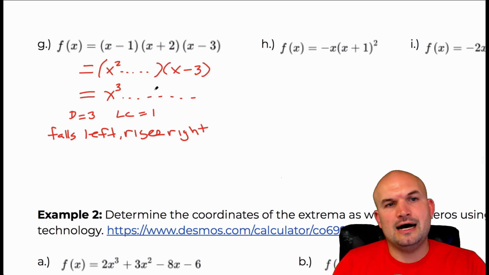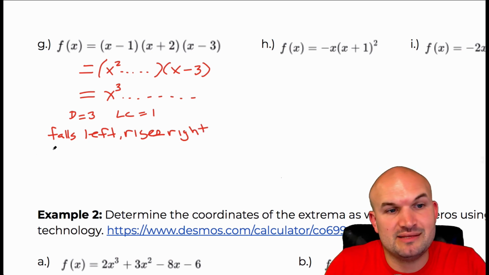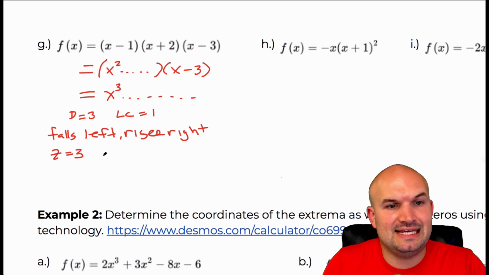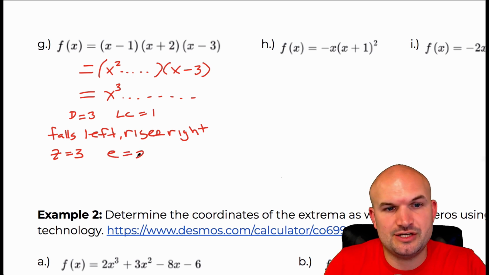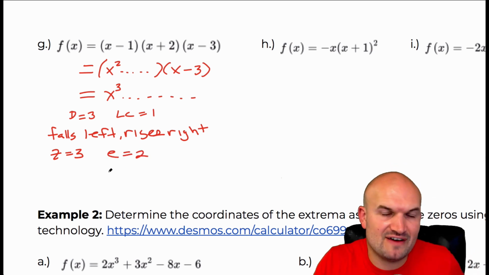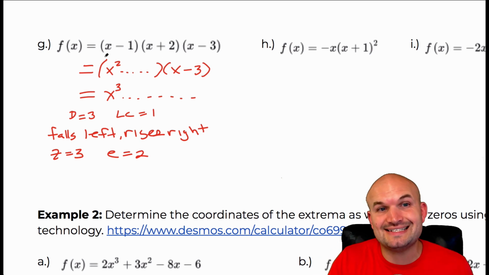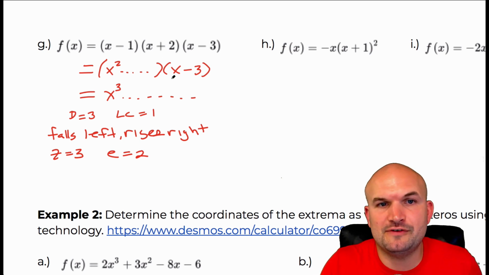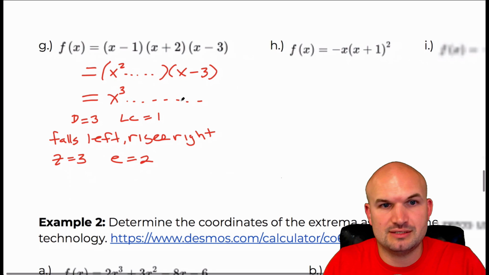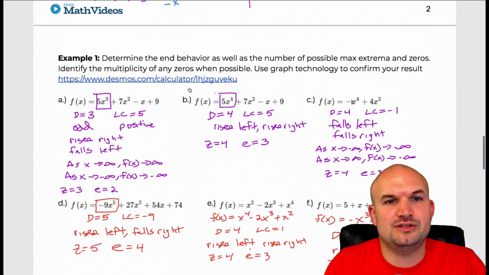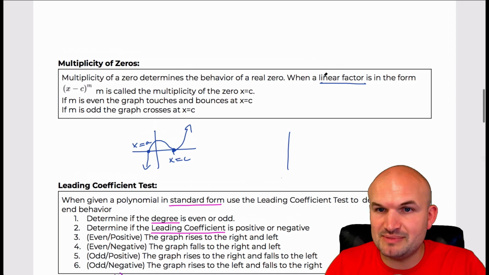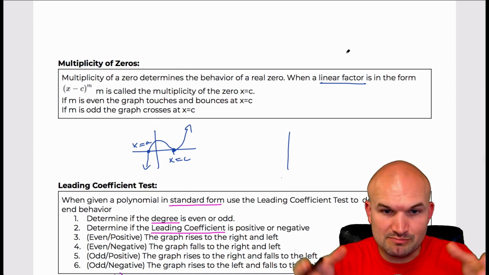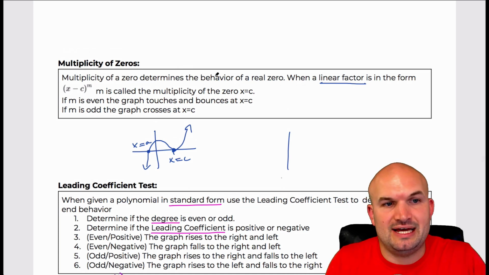Okay. As far as now, we can determine that the maximum number of zeros in this case is going to be 3, and the maximum number of turning points, or extrema, in this case is going to be 2. Now, I talked about finding the multiplicity when possible. We can identify the multiplicity here, because if you remember from our notes, let's go back to the notes here on multiplicity. The multiplicity, when you have a linear factor, means you have factors multiplied by one another, which we have in that example.